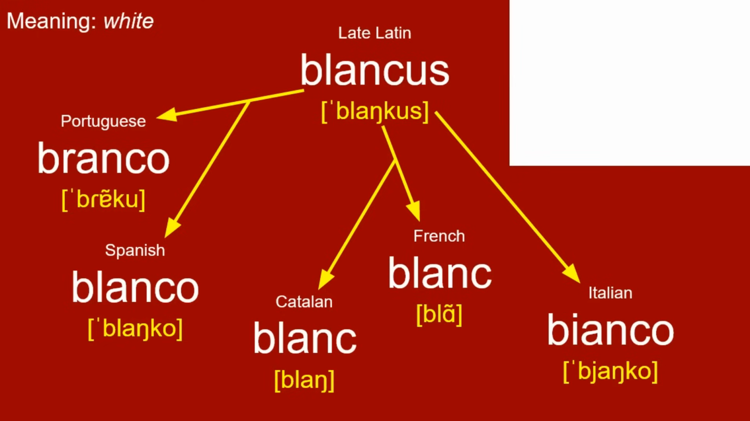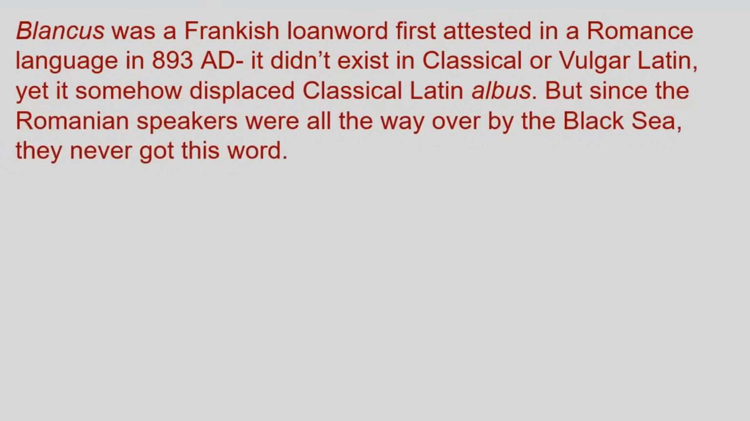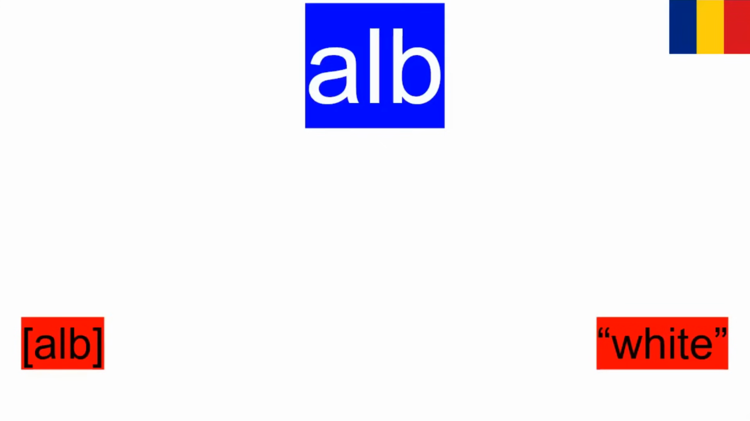For an example that behaves less well, there was late Latin blancus, which became Spanish blanco, Catalan blanc, French blanc, Portuguese branco, Italian bianco, and nothing in Romanian, because this is a Germanic loanword from well after the Roman Empire. The Romanian word for white is alb, which does in fact come from the classical Latin word for white, albus.